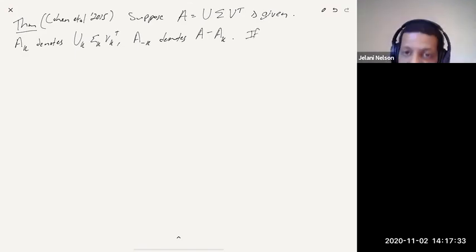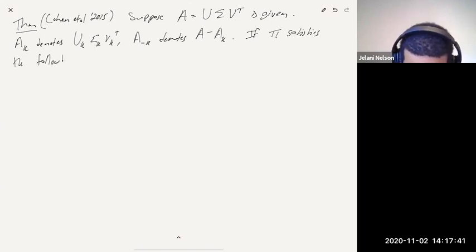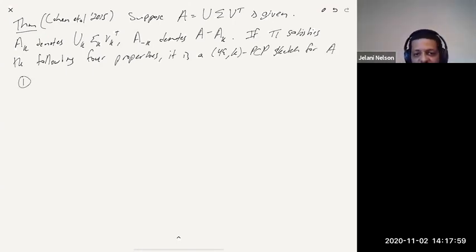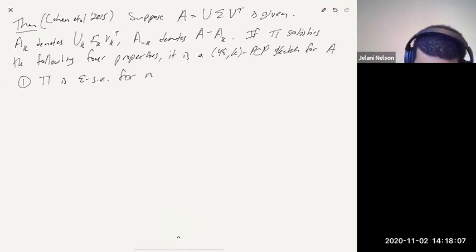Then if pi satisfies the following four properties, it is a 4 epsilon, k PCP sketch for A. So what are the properties that we want it to satisfy? First, pi is an epsilon subspace embedding for the row space of A_k.